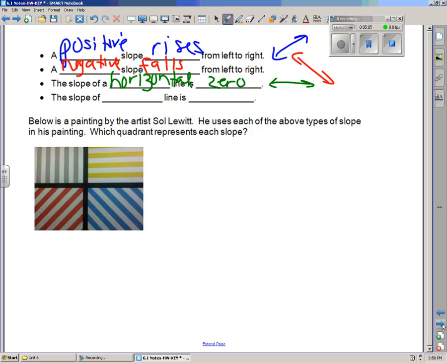If you have a vertical line, the slope of the line is going to be undefined. So that's going to look like that.